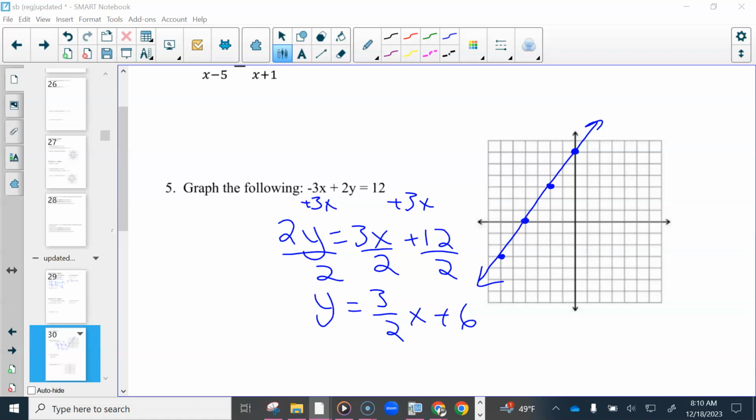I'm not sure if that answered your question. So wait, doesn't the y value have to be 0? So you're talking about the y-intercept. If I were to solve for the y-intercept, it would be 0.